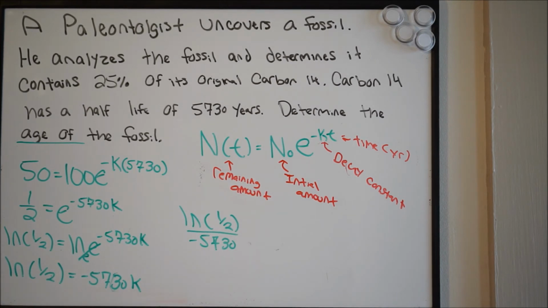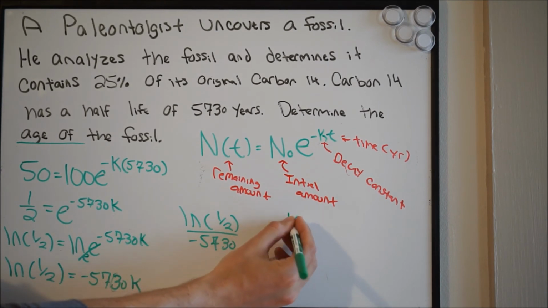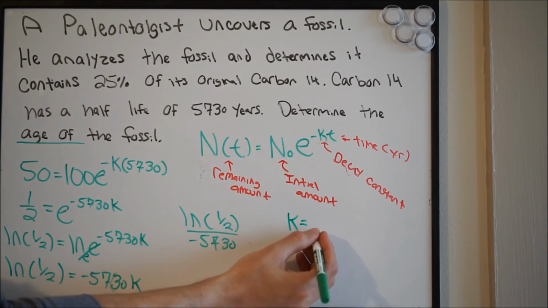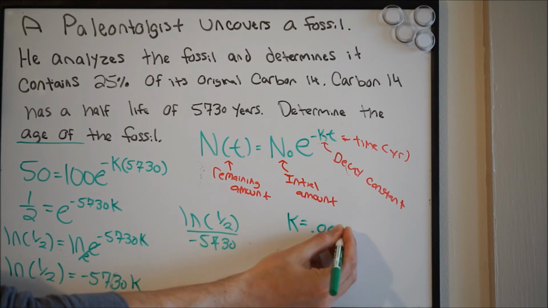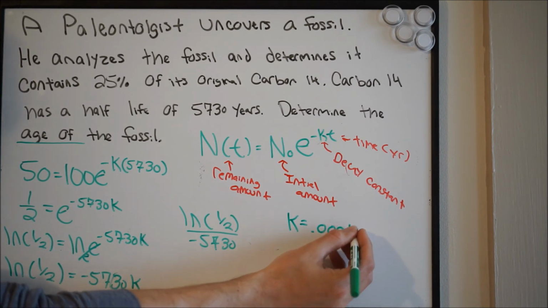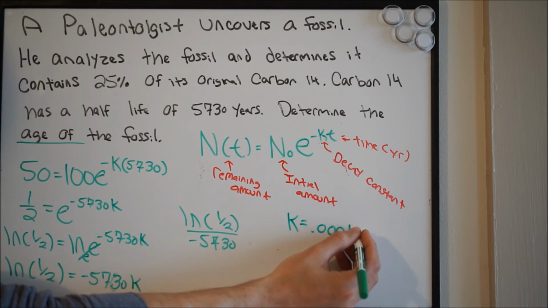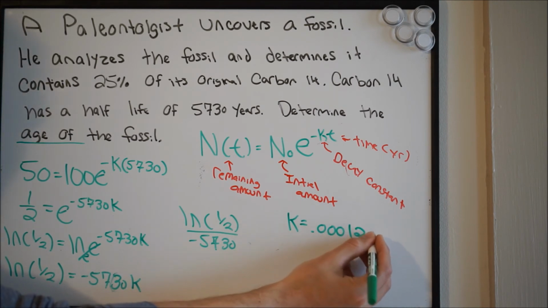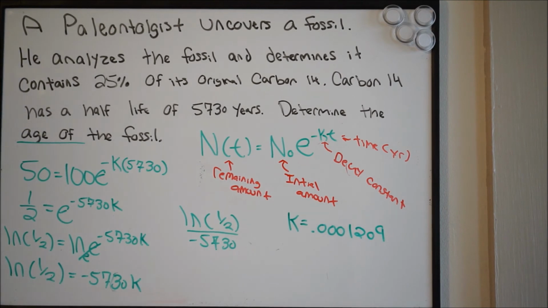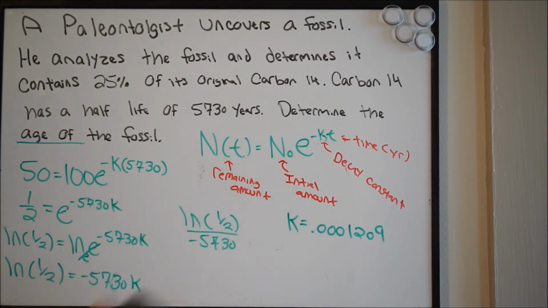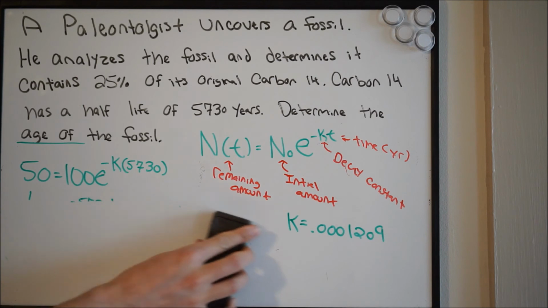Okay, and we get an answer here. And our answer is going to be a decimal, so we're going to write it right here, k equals 0.0001209, okay? So that is what k is going to equal here. So knowing that, we have it recorded. Let's go ahead and erase this work now.